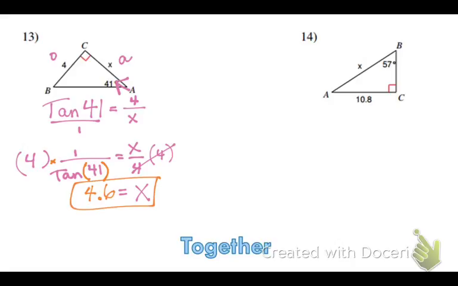On the homework, when you're finding an angle, it asks you to round to the nearest degree, the whole degree. When you're finding a side, it says round to the tenth. That's all.